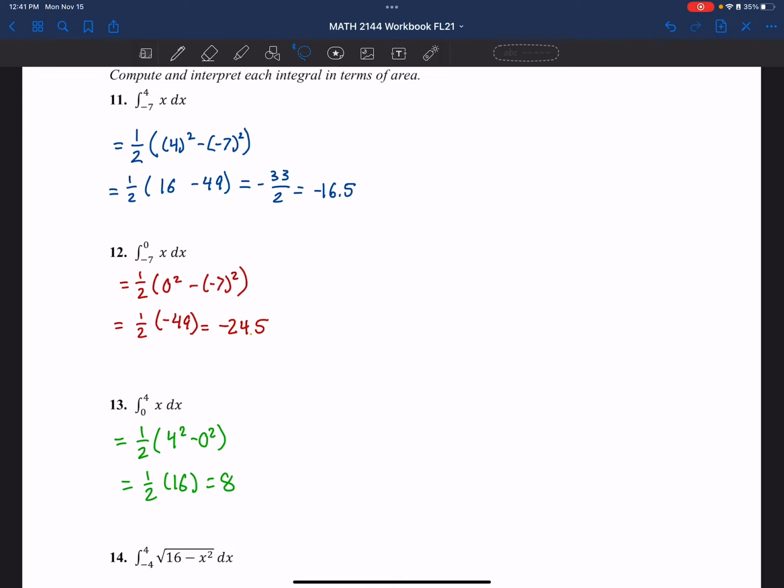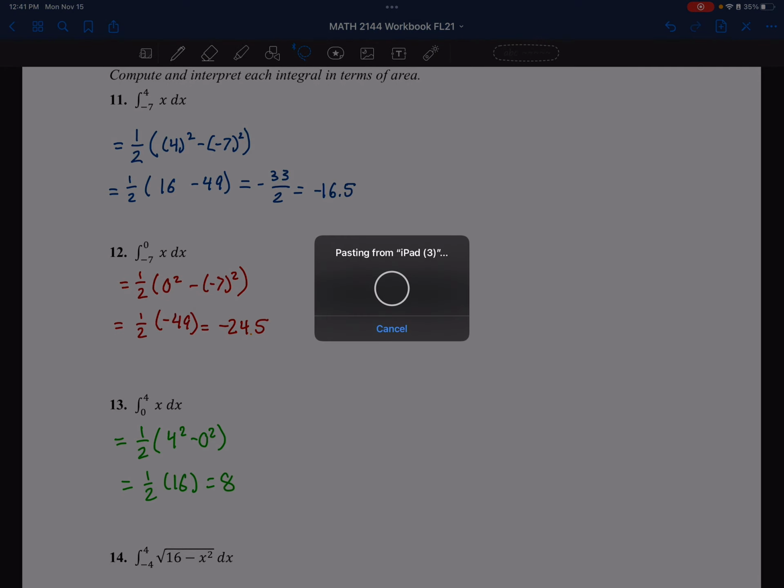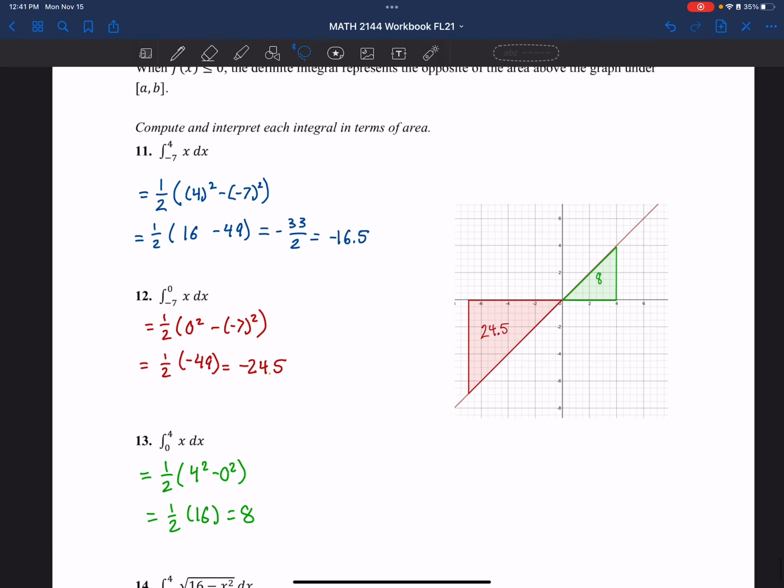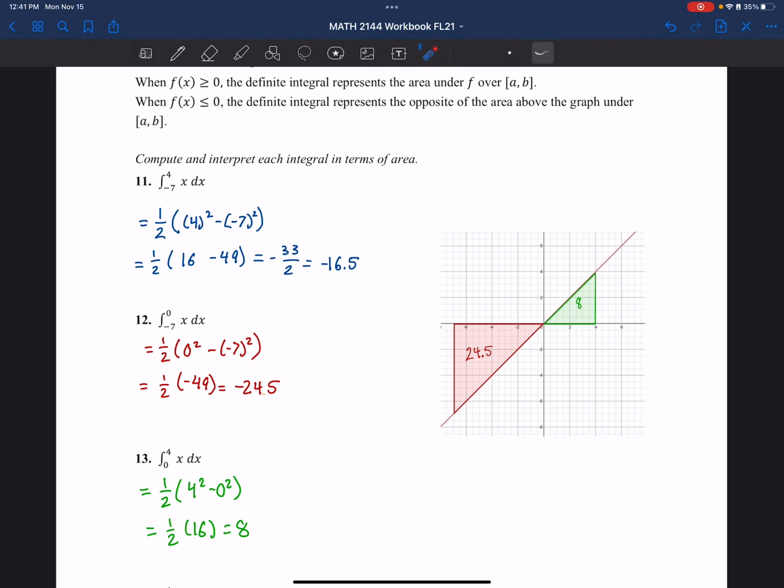I already wrote it earlier in my notes just to keep it clear, and that's also going to show us what the top statements are about. So you can see right here, if you look at the interval from negative 7 to 4, that is this whole interval that I have the two triangles on. And you can see number 12 is from 0 to negative 7. So notice that whenever you get a negative answer, we're talking about area underneath the x-axis. But if we look at the 8 right here, you can see that's positive 8. That's the area of that triangle.